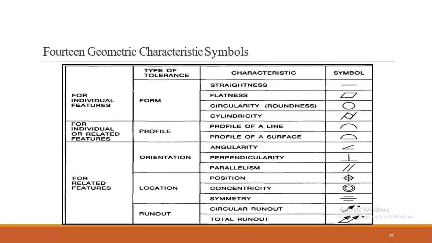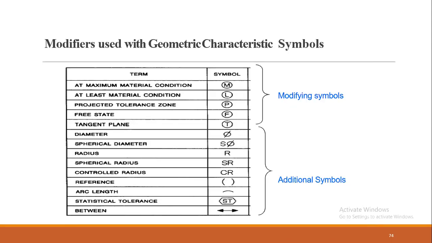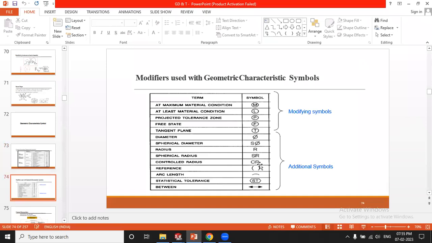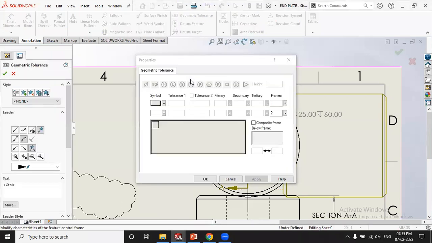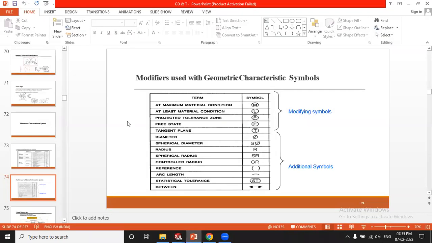The same for profile. In profile, you will get profile of a line and profile of a surface. In orientation, you will get angularity, perpendicularity, parallelism. In location, you will get position, concentricity, symmetry. And in runout, you will get circular runout and total runout. Most of the time you have seen these symbols. If I go to SolidWorks, the meaning of these symbols is here.